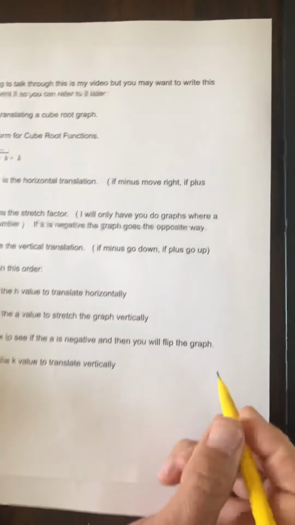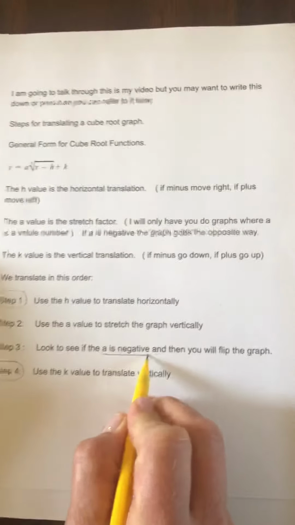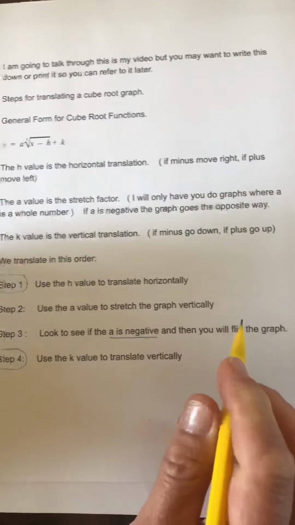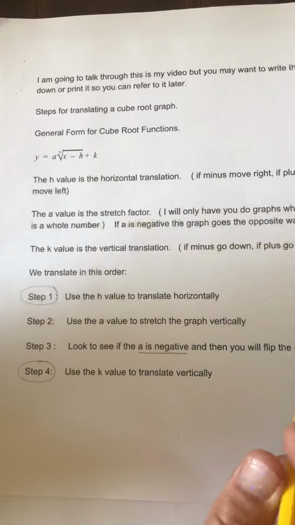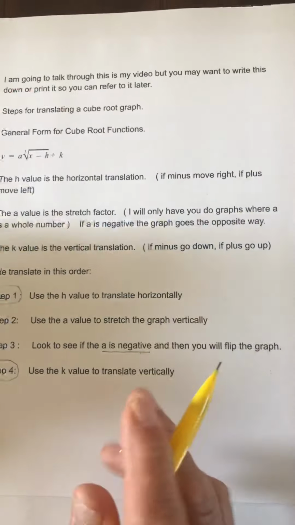There is a question on the exit slip about having a negative in front of the value, and that will cause a reflection. So there is a question that says, what does a negative in front do? Remember, the negative causes your graph to flip or reflect.